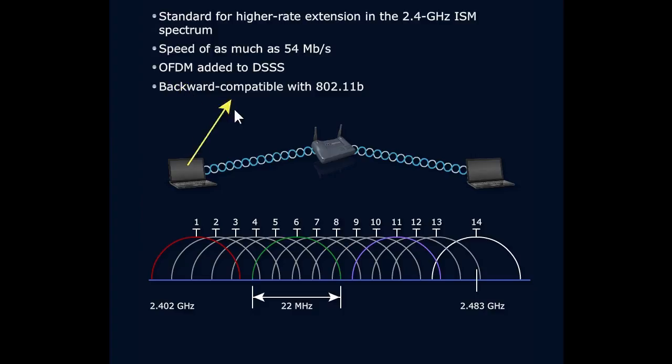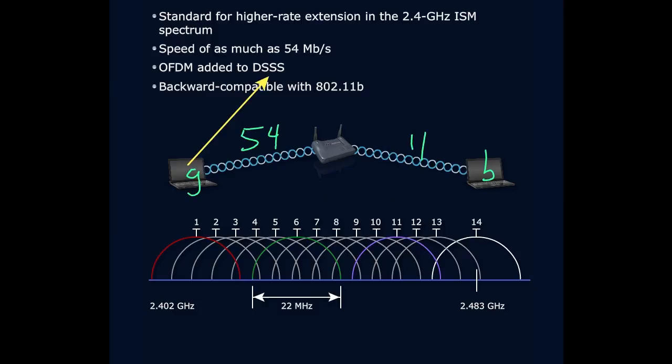It is backwards compatible, though, with 802.11b because it operates at the same frequency range and can still run the DSSS method if asked by a particular client. So in other words, we can have a particular client running G over here, and we can have a B client over here, and they can play nicely with each other through that access point. It'll support a maximum data rate of 11 megabits over here and a maximum data rate of 54 over here.